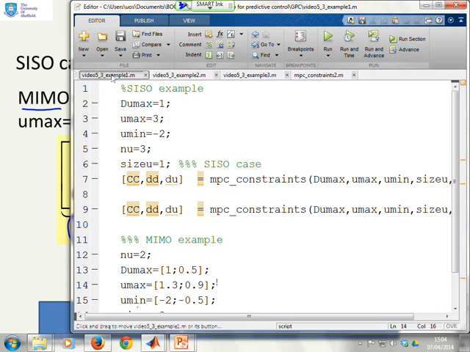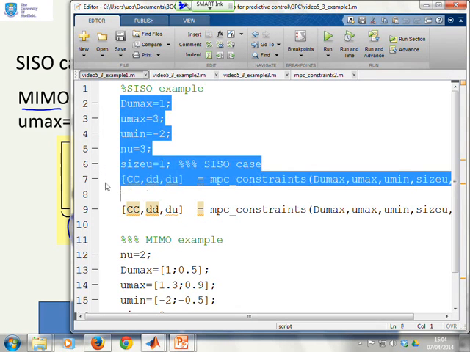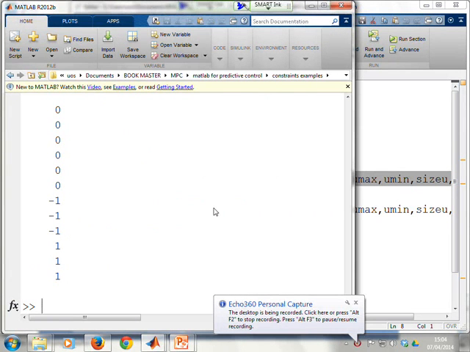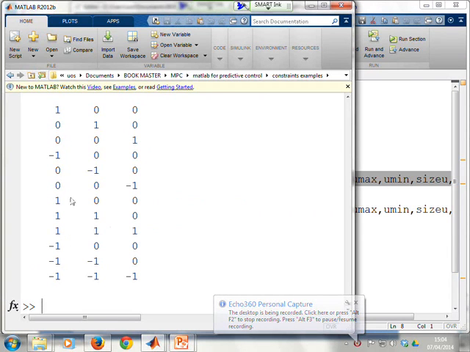There it is, video53 example 1. So the SISO example is here. So I can, for example, run that with F9, and if I now go and look and see what we've got here, you'll see here's my CC, and you'll notice it's got the structure that we expected from the vectors, this identity for the rate constraints, minus identity, and then this lower triangular ones for the upper input constraint, and this lower triangle of minus ones for the lower input constraint.